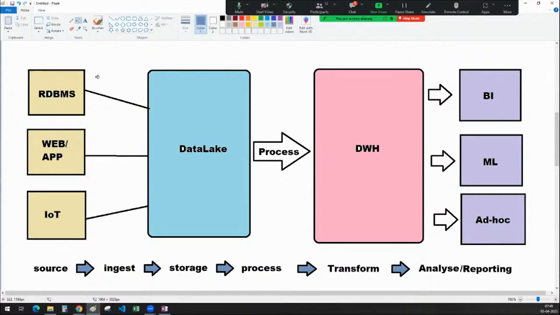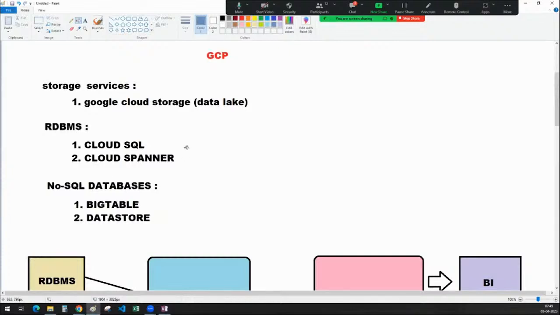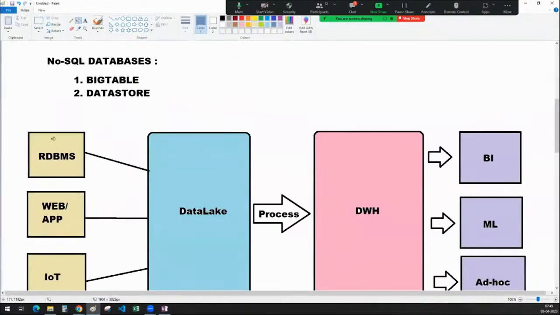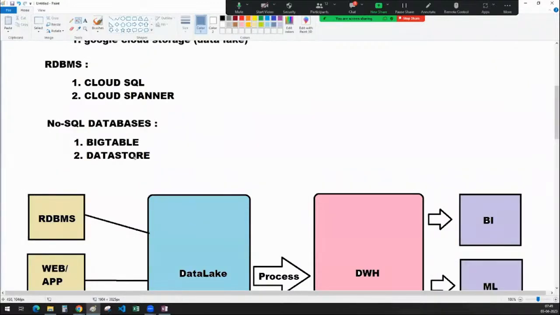But you tell me, what are the RDBMS technologies that we are going to learn in our sessions? If you ask me that question, here I have mentioned RDBMS, Cloud SQL and Cloud Spanner. Sometimes it can be a non-RDBMS as well, nothing but NoSQL databases. That can be Bigtable or Datastore.